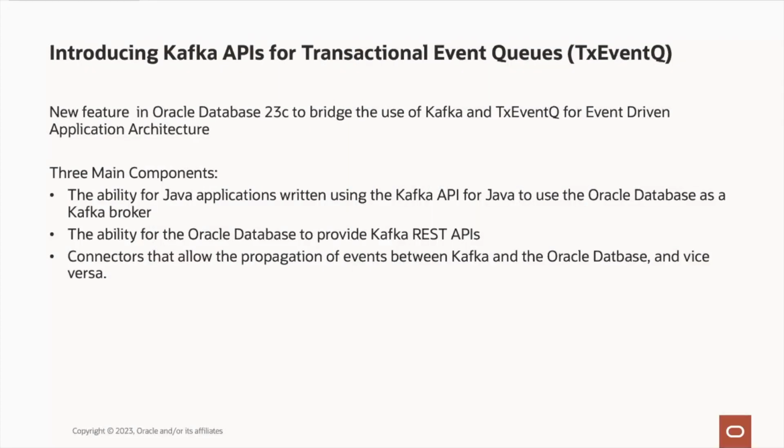One of the new features of Oracle Database 23c is Kafka APIs for transactional event queues. This capability was introduced to bridge the use of Kafka and transaction event queues for event-driven application architectures, and has three main parts. One, the ability for Java applications written using the Kafka API for Java to use the Oracle database as a Kafka broker. Two, the ability for the Oracle database to provide Kafka REST APIs. And three, connectors that allow the bidirectional propagation of events between Kafka and the Oracle database.